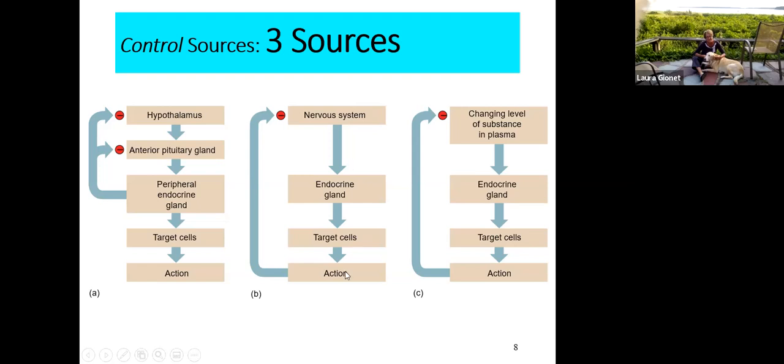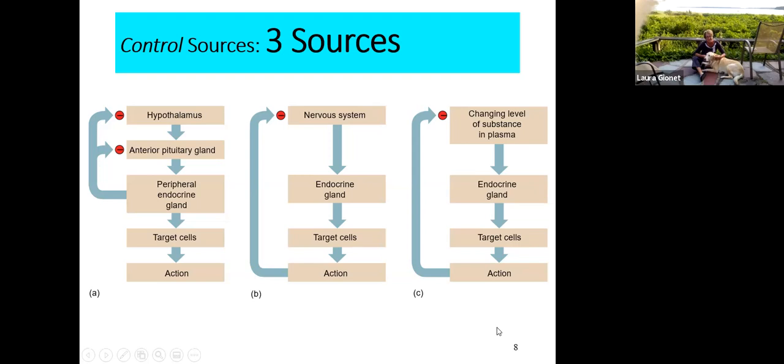Right, then we have the nervous system itself. All right, this is generally using the sympathetic nervous system, releasing epinephrine and norepinephrine from the adrenal medulla into the bloodstream. And so we have the nervous system being stimulated, an endocrine gland like the adrenal gland, the adrenal medulla releases epinephrine and norepinephrine and travels to the target cells to elicit an action. So that's another way of releasing hormones, different than how the hypothalamus will.